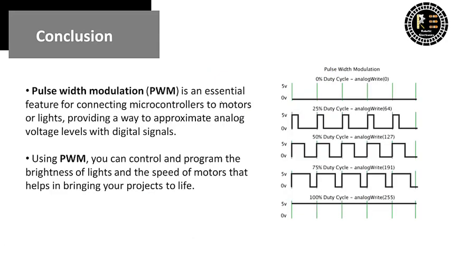Finally, PWM, pulse width modulation, is an essential feature for connecting microcontrollers to motors or lights, providing a way to approximate analog voltage levels with digital signals. Using PWM, you can control and program the brightness of the lights and the speed of the motors. That brings real life to your projects. So finally, we can conclude that based on the PWM signal, many applications are working efficiently.